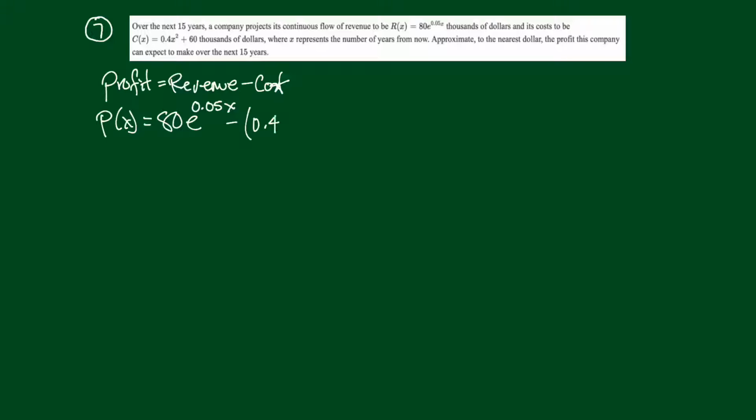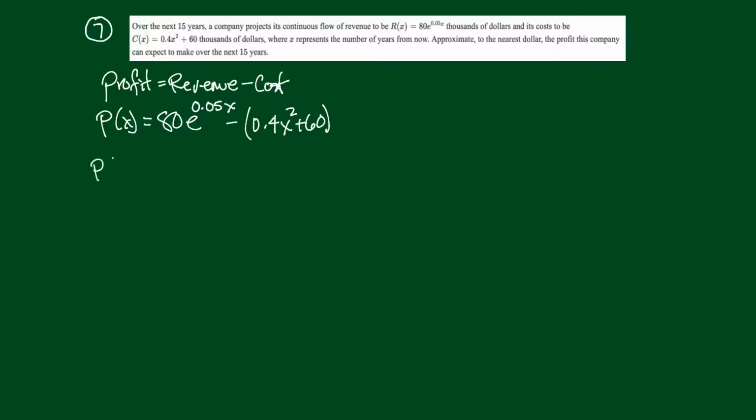And here's the cost. So the cost is a quadratic. It's positive, so it's opening upward, where x is a number of years from now. Approximate to the nearest dollar the profit this company is going to make. We're going to start with something which is neat to know here, and that is that the profit one makes is equal to the revenue that you bring in minus the cost. So our profit is going to be the revenue, 80e to the 0.05x minus the cost. And because I've got more than one term here, I'm going to use parentheses.